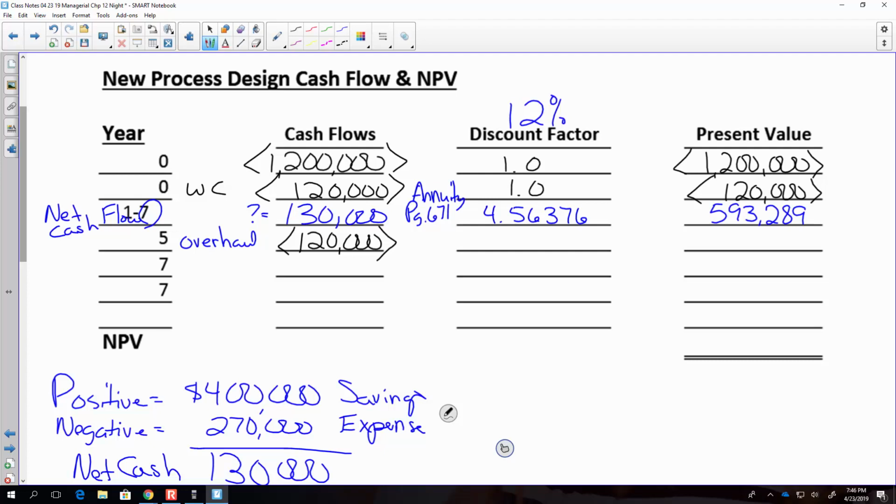So which table do I got to use now? 670. Row 5, column 12%. Tiffany? 0.56743. $68,092 negative. And finally, in year 7, I sell the equipment for how much? 96,000. Yep.